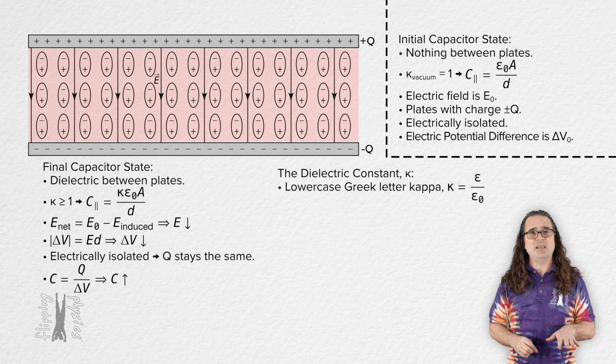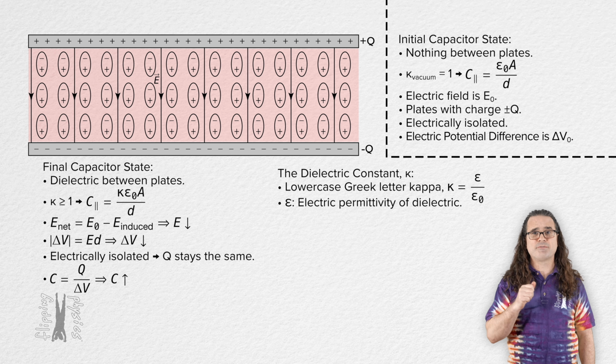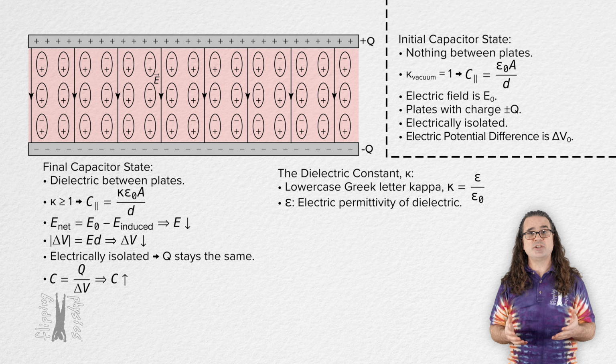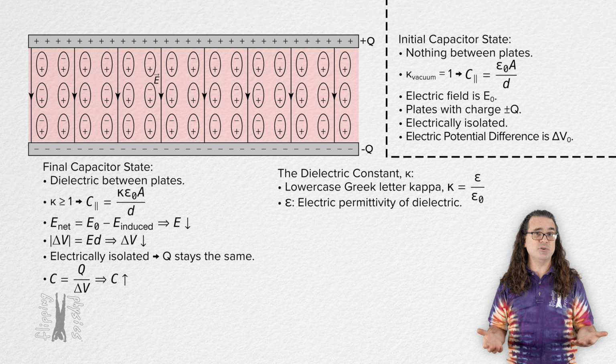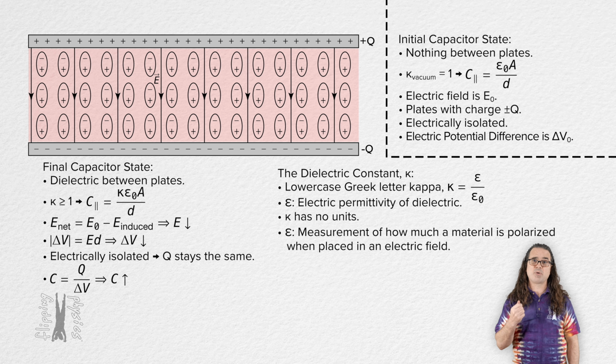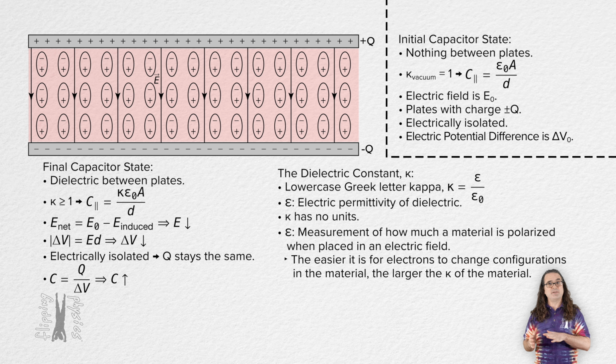The dielectric constant equals the ratio of the electric permittivity of the dielectric, the epsilon symbol with no subscript, to the electric permittivity of free space or vacuum permittivity. Because the dielectric constant is a ratio of two electric permittivities with the same units, the dielectric constant has no units. And electric permittivity, epsilon, is the measurement of how much a material is polarized when it is placed in an electric field. The easier it is for electrons to change configuration in a material, the larger the dielectric constant of the material.